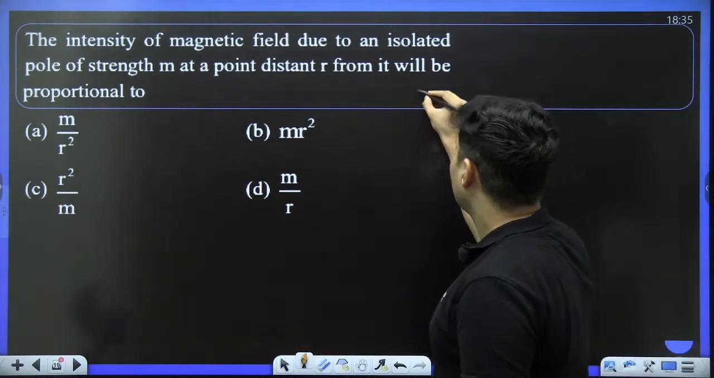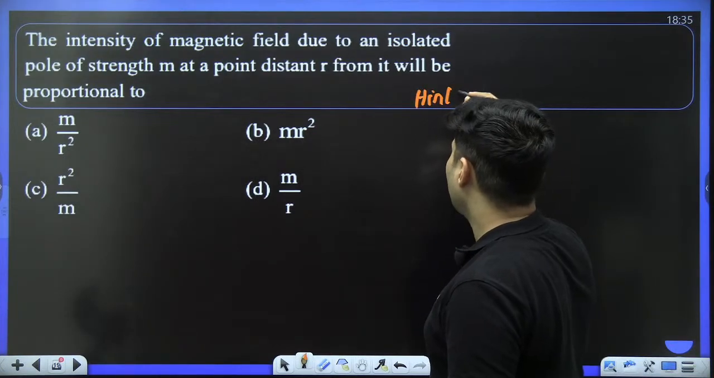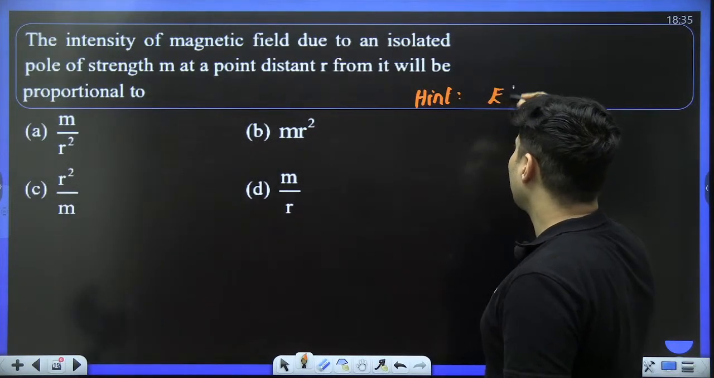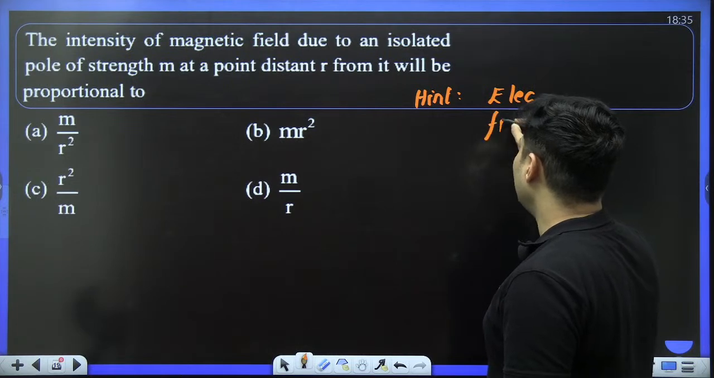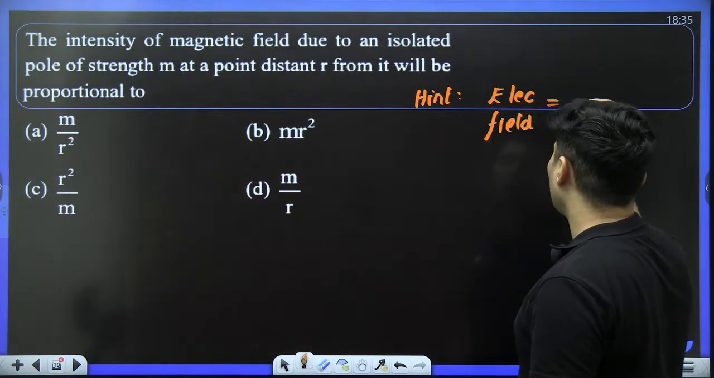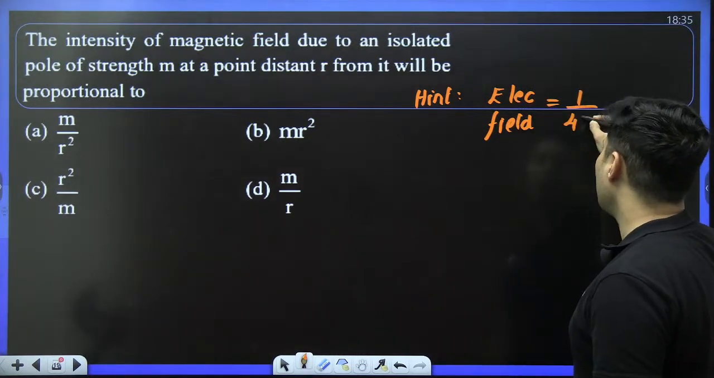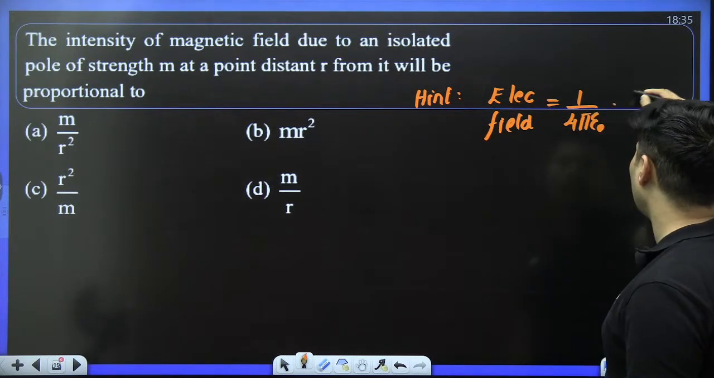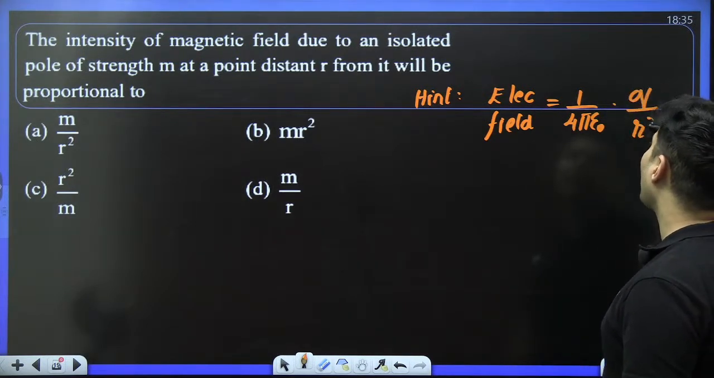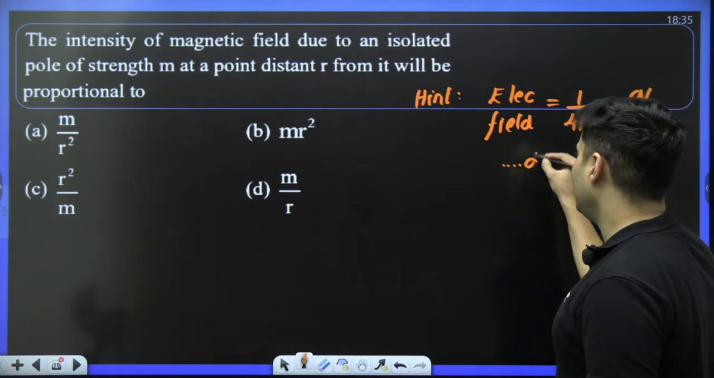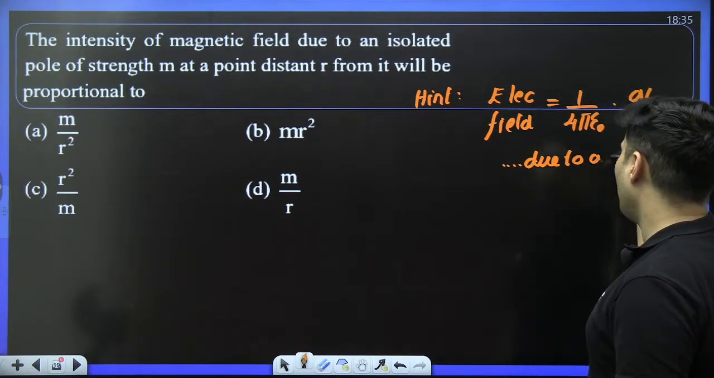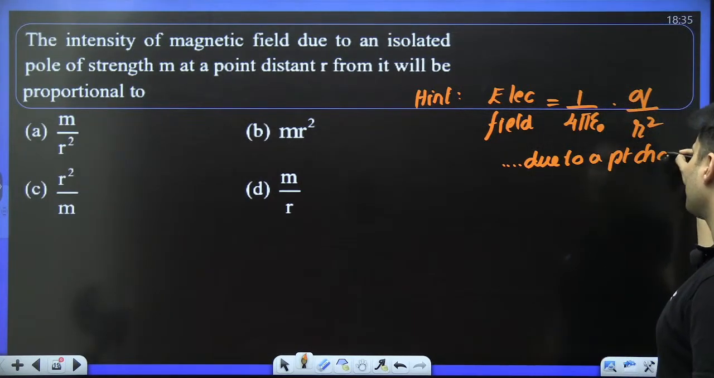I will give you a hint. The hint is like this. Electric field due to a point charge. What was it, my dear students? 1 by 4 pi epsilon naught, the charge divided by R square. This was due to a point charge.